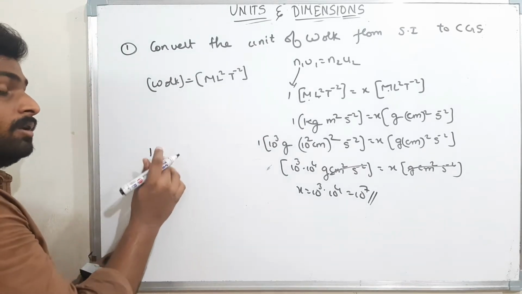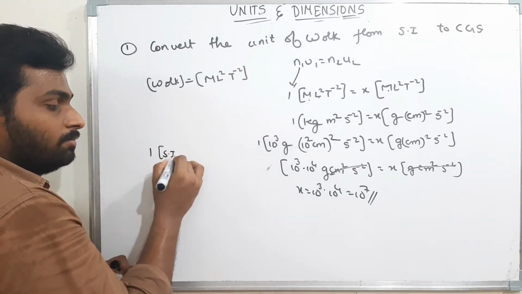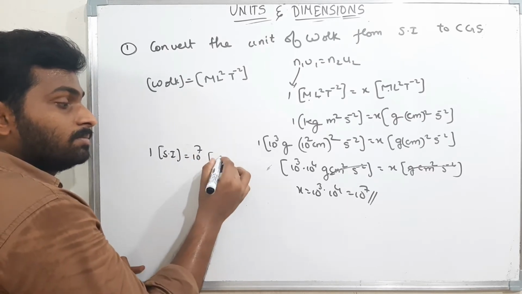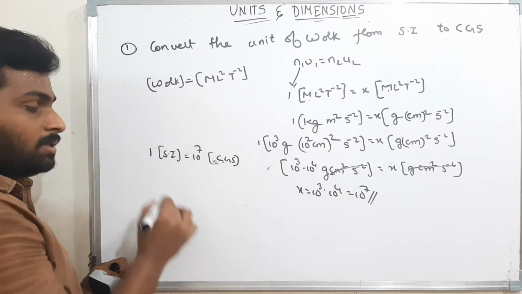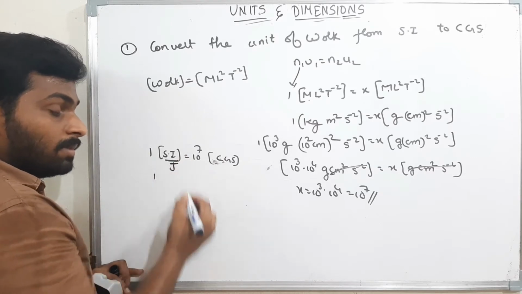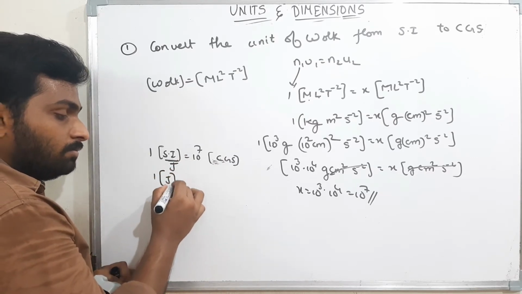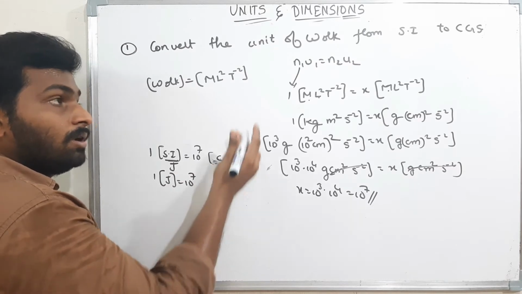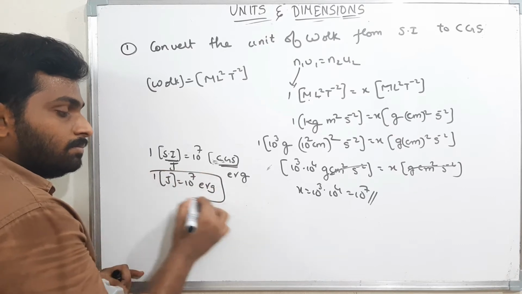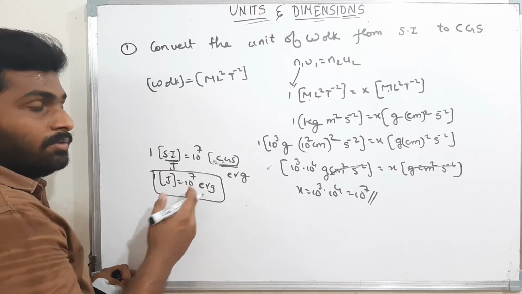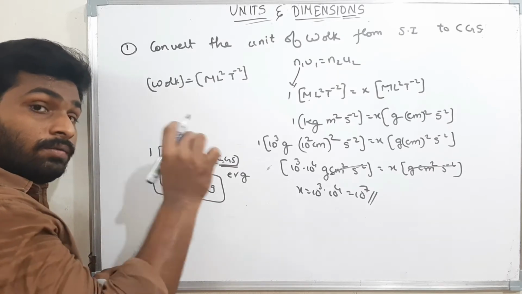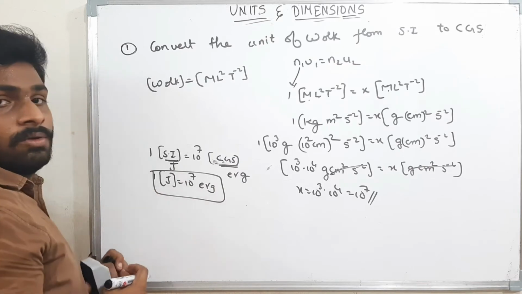Therefore, I can write 1 unit of work in SI system is nothing but 10 power 7 units of work in CGS system. That means, what is the SI unit of work? That is nothing but joule. Therefore, 1 joule is equal to 10 power 7. What is the CGS unit of work? It is erg. Therefore, 10 power 7 erg. This is the relation we got: 1 unit of work in SI system is equal to 10 power 7 units of work in CGS system. Okay, now we will see one more problem.